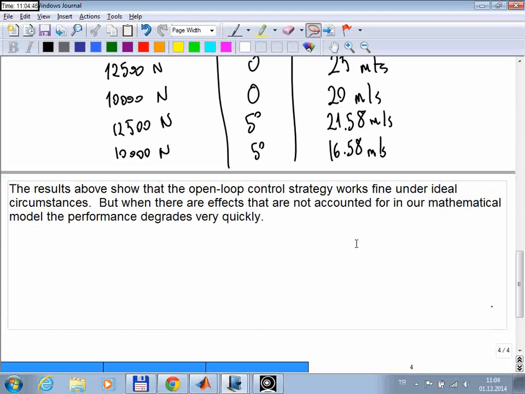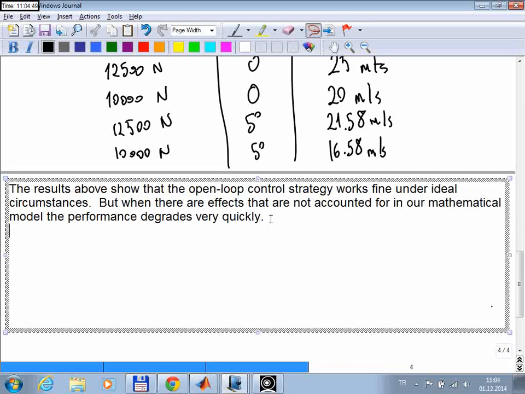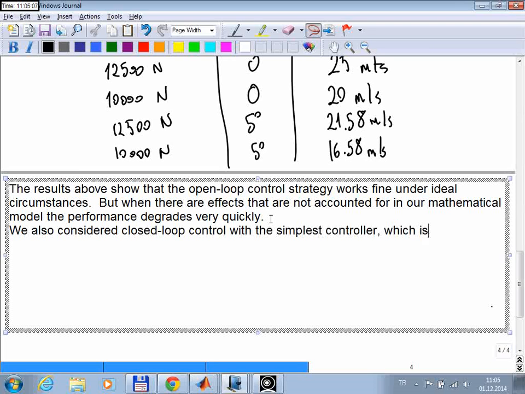Next, we will consider closed loop control. Control with the simplest controller, which is a static system with transfer function equal to a constant number k.